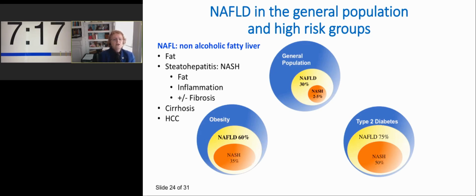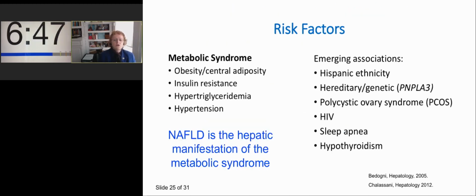In the general population in the US, 30% of the US population has NAFLD and 2 to 5% has NASH. However, in the obese population, which is a third of America, fatty liver is in 60% and 35% have NASH. And in those with type 2 diabetes, NAFLD is seen in 75% and NASH in 50%. When we think of the metabolic syndrome, you heard about this earlier today, obesity, central adiposity, insulin resistance, hypertriglyceridemia, hypertension.